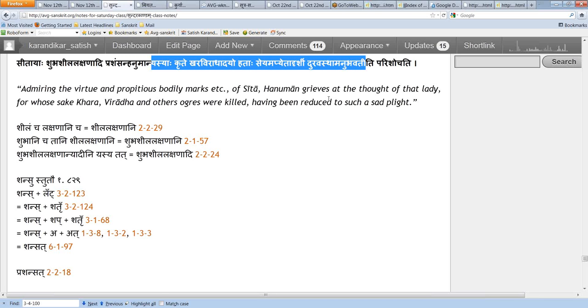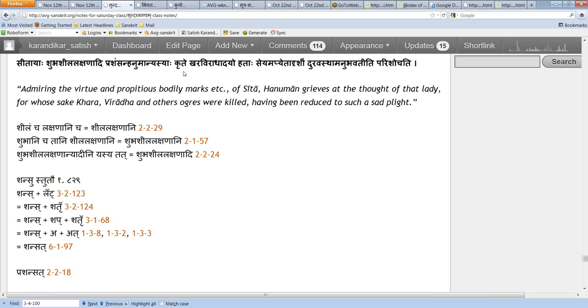Okay, so I think it begins there because Seyam is the main part, but who is she? The one for whose sake these people were killed. So that's a clause which is tagging on to that. Look, Hanuman is here and Parishochati is at the end, so in the middle is all the quotation. So that's the way it is.